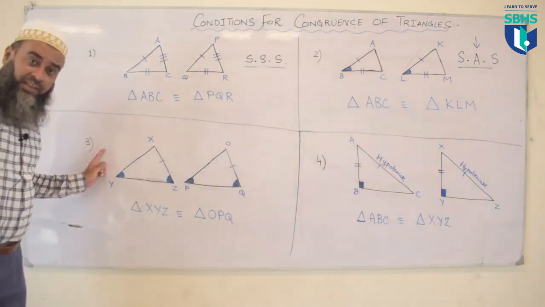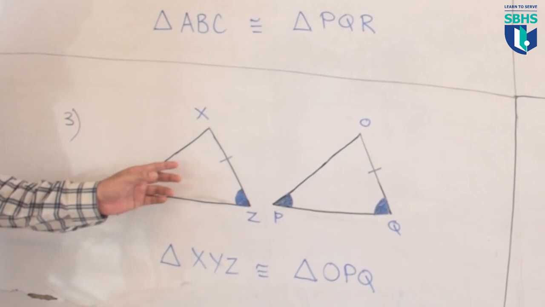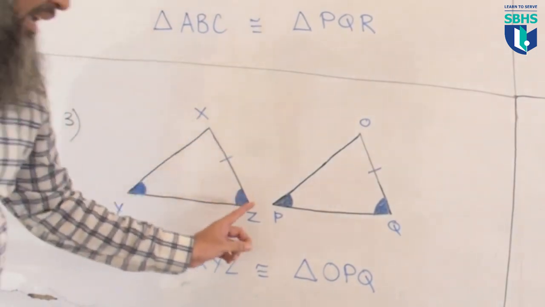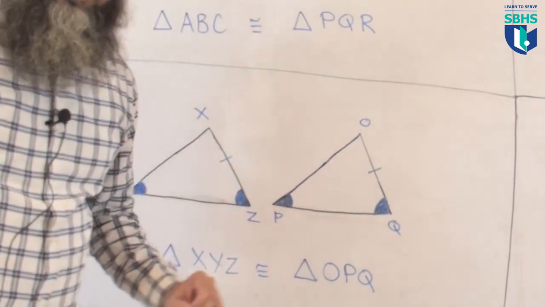Let's move towards the third condition. In the third condition, again, two triangles are taken, triangle XYZ and triangle OPQ.